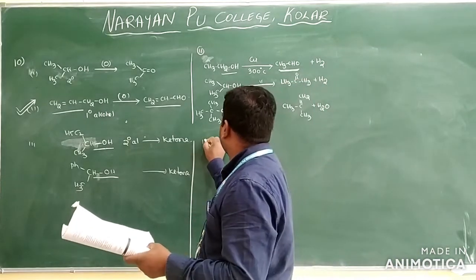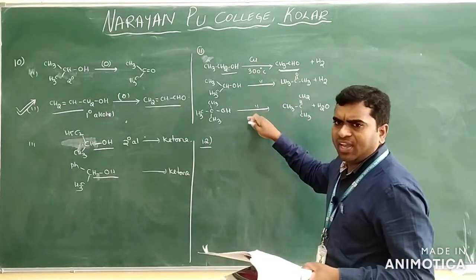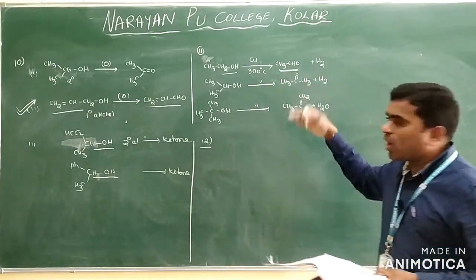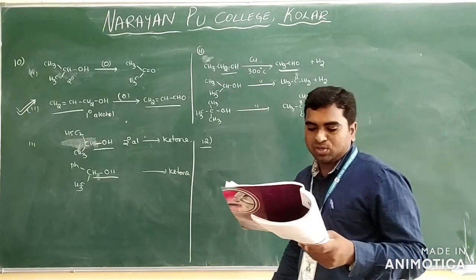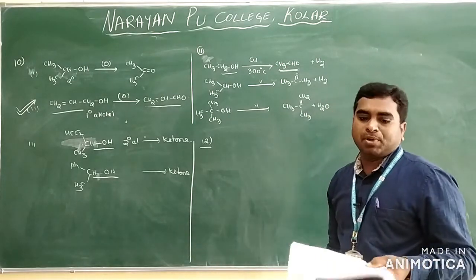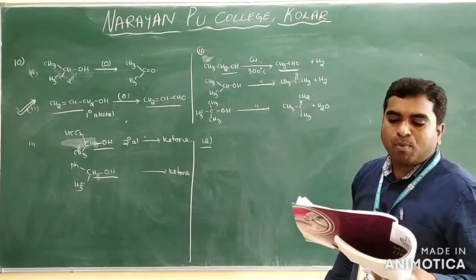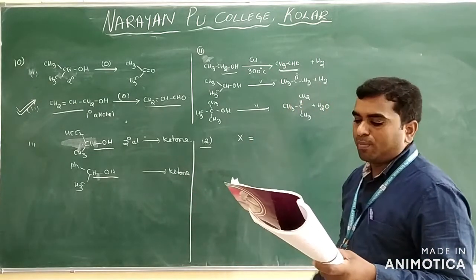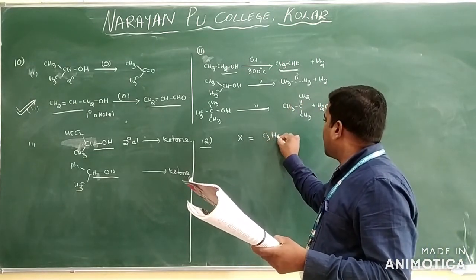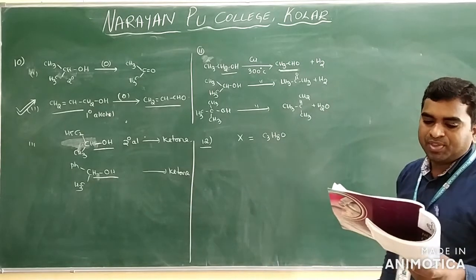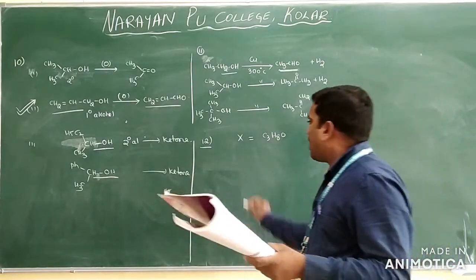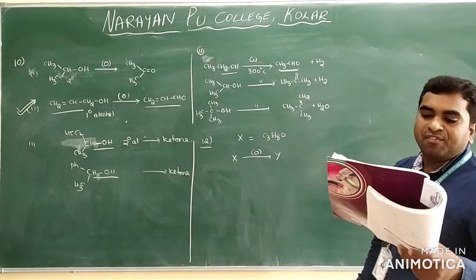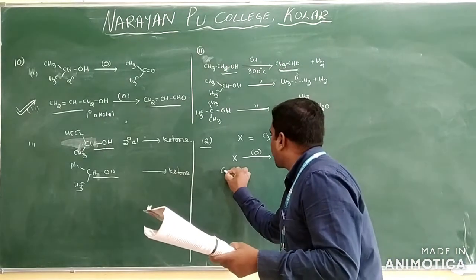Next one, question number 12. That's why I am repeating again and again. I am not simply saying copper with primary gives aldehyde. If I write secondary and tertiary also, it will be fixed in your mind. So see question number 12. A compound X with molecular formula C3H8O is oxidized to compound Y with a molecular formula.